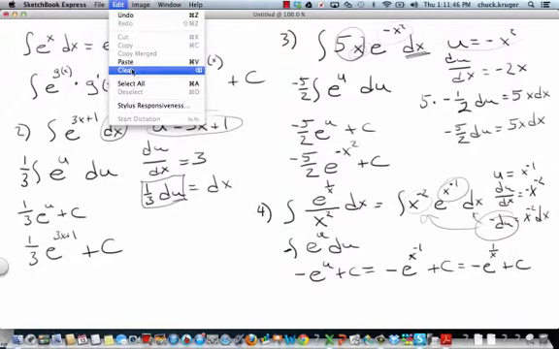Alrighty, I'm going to clear the screen one more time. And I'm going to look at this particular example, example number 5. And it's a definite integral, and it's going from 0 to 1. So a is 0, b is 1, of e to the x over 1 plus e to the x. Now this is a little different from previous ones.